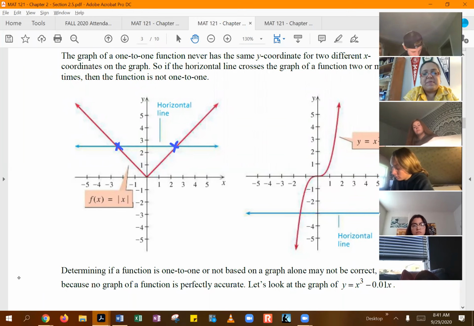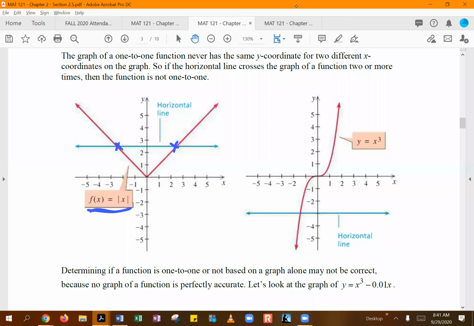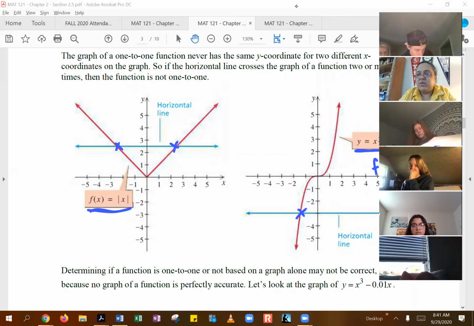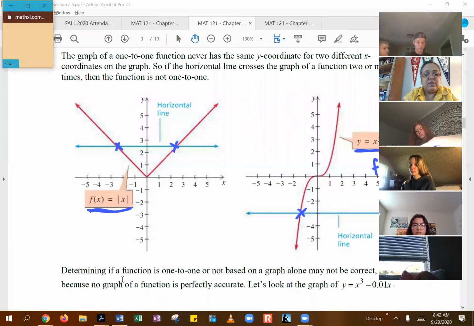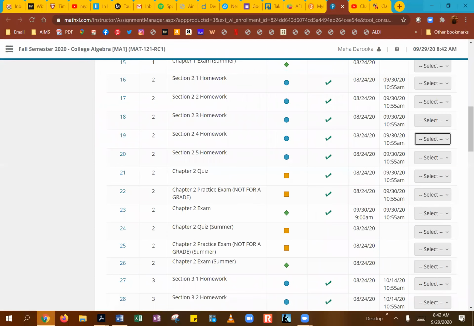So you can see for the absolute value function, we actually do not have an inverse function. But then you look at this x to the third power function over here, and the horizontal line only crosses at one point. So we know we can find the inverse for this function, and the inverse for x to the third power, of course, is going to be cube root of x, because the cube root will undo what the cube function does. So that's kind of how you would use the horizontal line test. So let's take a look at some examples here from our homework.